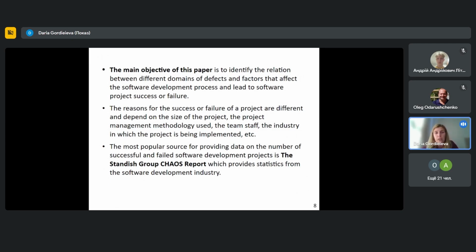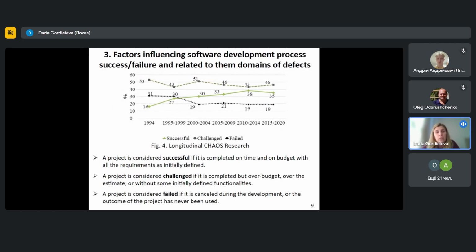The reasons for success or failure of a project are different and depend on the size of the project, the management methodology used, the team staff, the industry in which the project is being implemented, etc. In current literature, the most popular source for providing data on the number of successful and failed software development projects is the Standish Group CHAOS report, which provides statistics from the software development industry. According to the report, recently only 35% of projects were completely successful. 19% of projects were cancelled before completion, and about 47% of projects encountered issues like exceeding budget, falling behind schedule, and achieving low quality results.